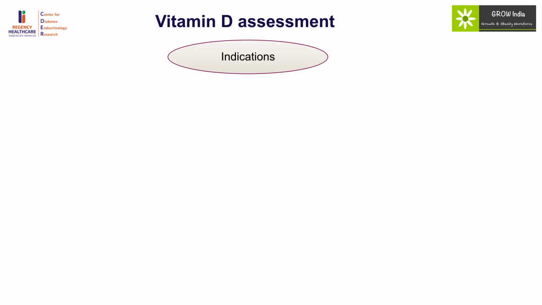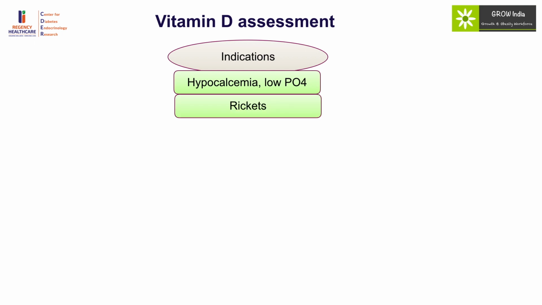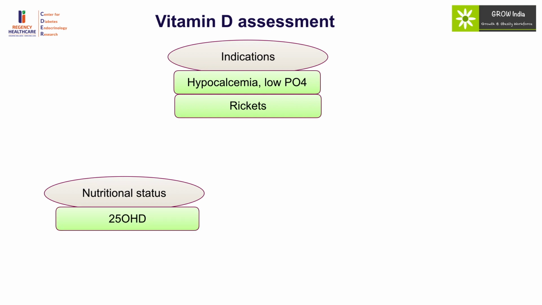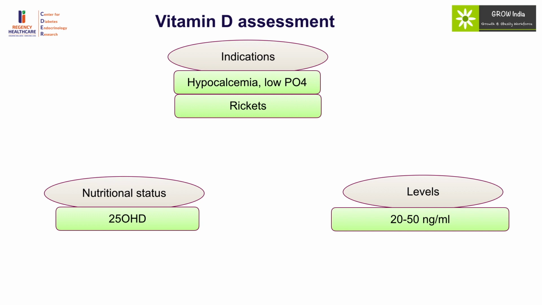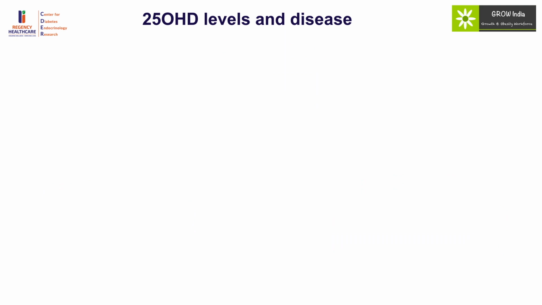Vitamin D assessment is important in the setting of hypocalcemia, particularly if the phosphorus levels are low, and in individuals with rickets. Nutritional status of vitamin D is best measured by 25-hydroxyvitamin D because it is independent of PTH action. It has a long half-life, has a more stable profile, and the levels are not inhibited by the secretion of other forms. Normal levels are 20 to 50 nanograms per ml, and in SI units it's 50 to 150. And there is a huge controversy as to what levels of vitamin D are associated with disease and what level should be considered normal.